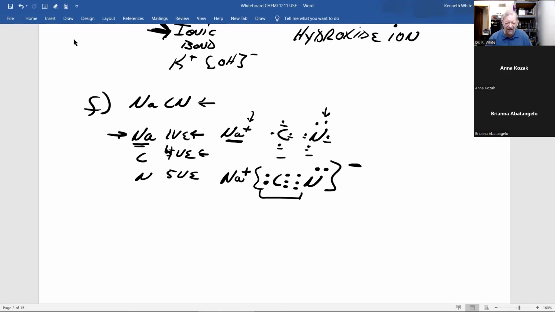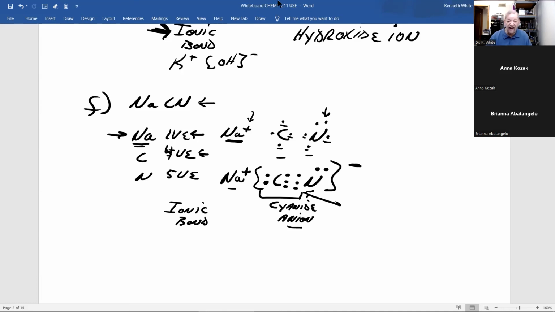Now, this is called the cyanide anion. I'll never ask names on a test, but I still will use them so you can learn about them. And what kind of bond exists between sodium plus and the cyanide anion? And that's an ionic bond. What kind of bond exists between the carbon and nitrogen in the cyanide anion?